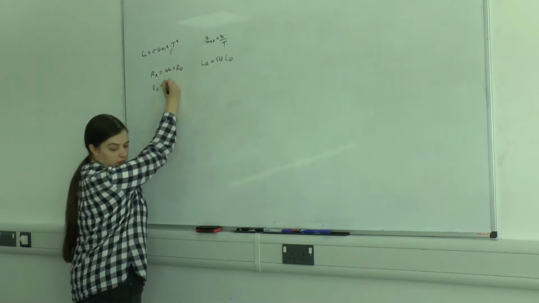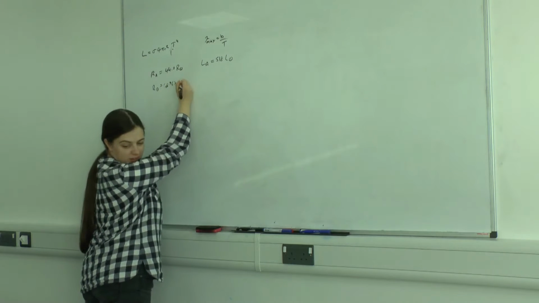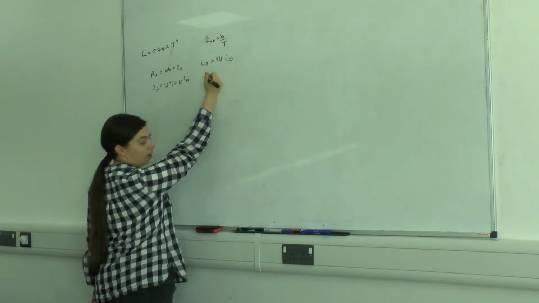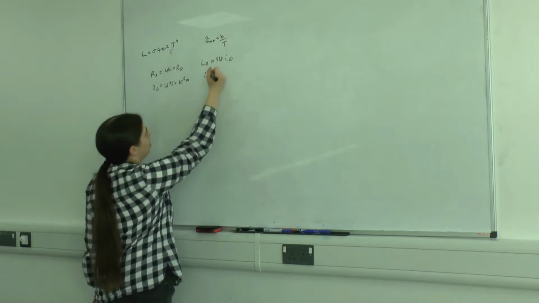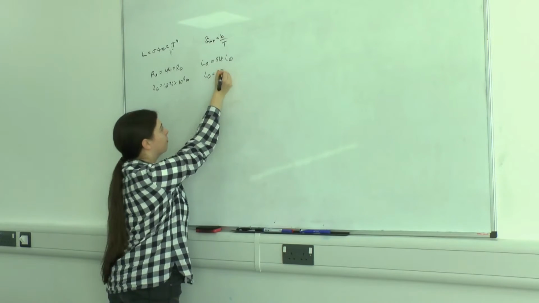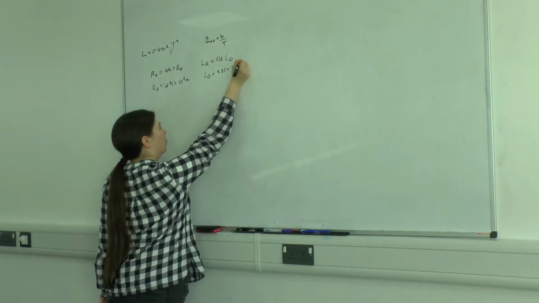The radius of the Sun is 6.96 times 10 to the 8 meters. And the luminosity is 3.85 times 10 to the 26 watts.